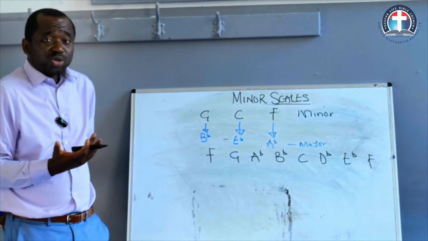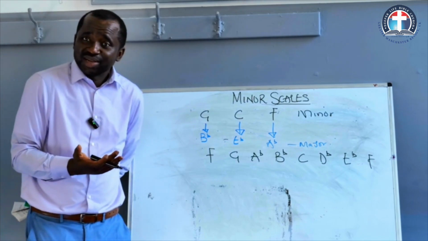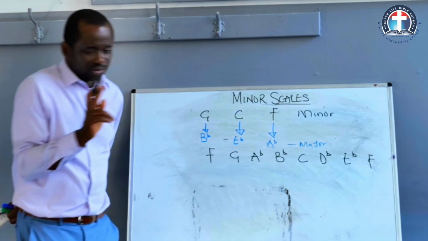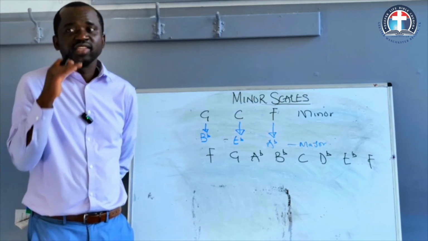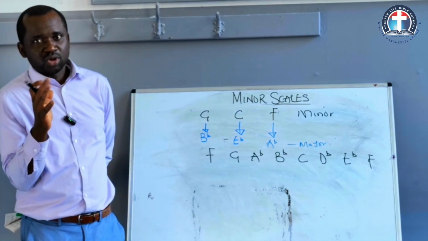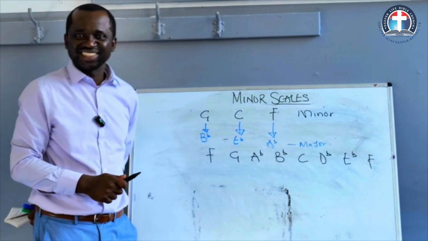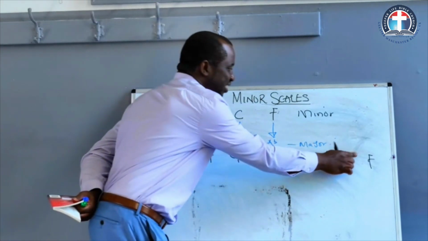Now, if I want to do harmonic, what will I do? I sharpen the seventh. Sorry, not sharpen. Don't use the word sharpen, please. It's not correct. You raise it, because I'm not going to add a sharp to this now. I'm going to naturalize it. You understand? So I just take this away. Simple.